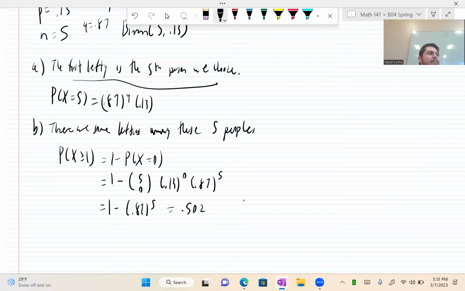Does everyone see that? You said there are some lefties among these 5 people. So there is at least one lefty in this group of 5.